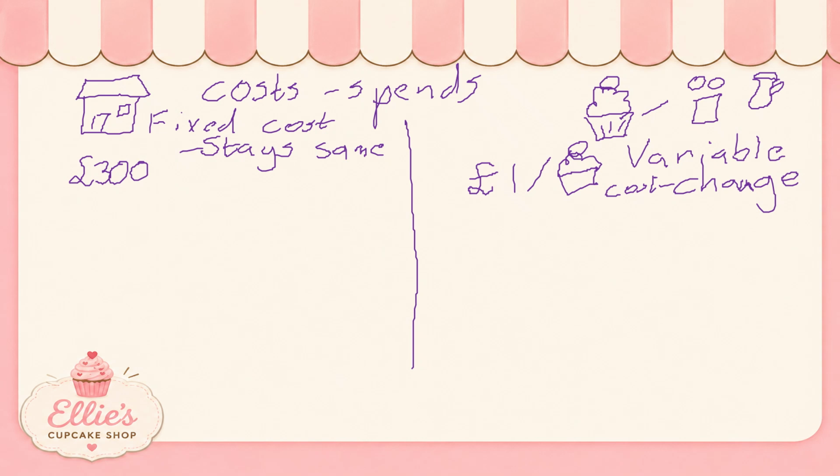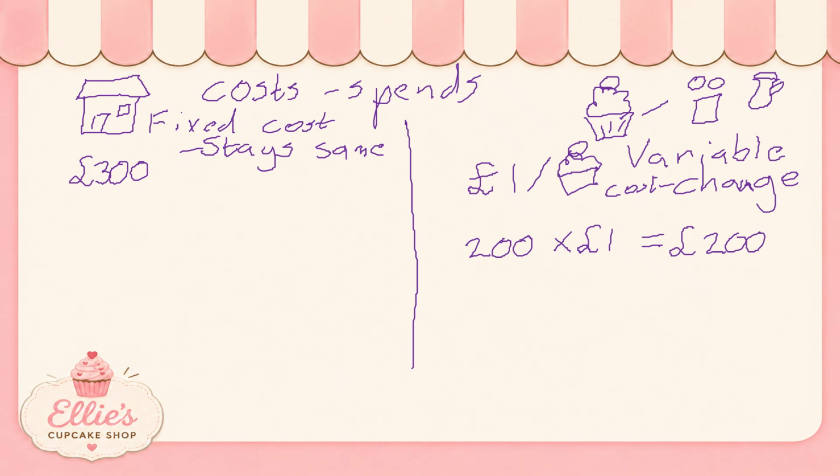Okay. So suppose she makes 200 cupcakes. It costs her £1 for each cupcake. So altogether, her variable cost is going to be £200.